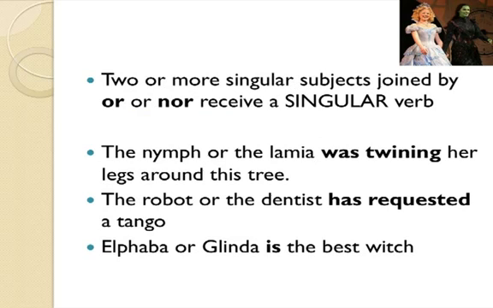Another confusing structure. If two or more singular subjects are joined by or or nor, they receive a singular verb. The nymph or the lamia was twining her legs around this tree. Because ultimately only one of them was doing it. It was either this or that. Therefore, one item was twining. Therefore, it is a singular verb. The robot or the dentist has requested a tango. Not both, one or the other. Therefore, it takes a singular verb, has requested.